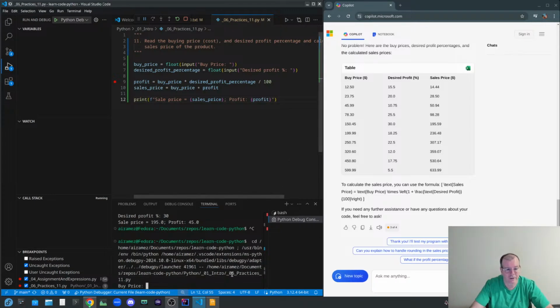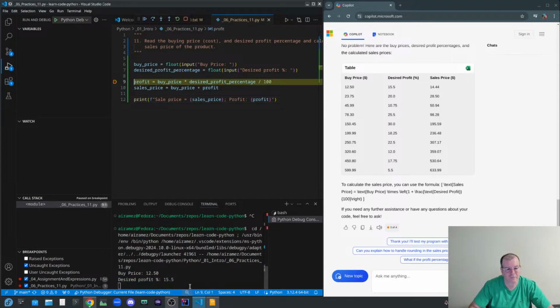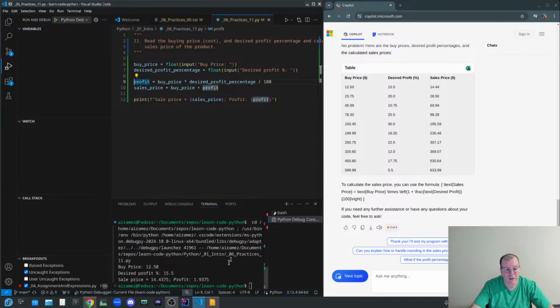Let's see if it's correct. 12.50 buy price, the profit 15.5, and then I will even remove the breakpoint. So see, the sales price is 14.43. So yes, he just did the wrong, or maybe the right. He used like 2 decimals.